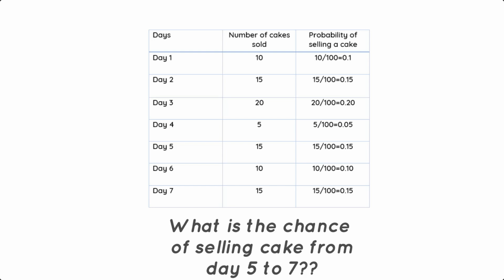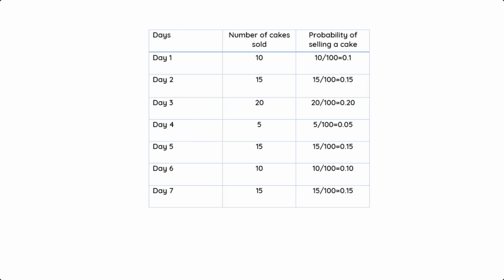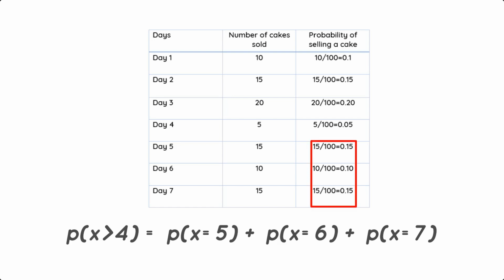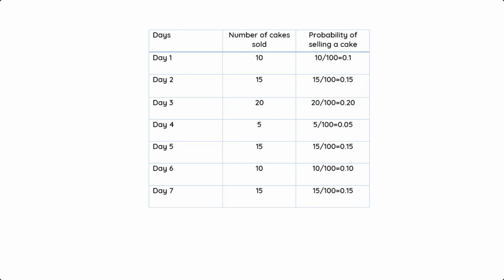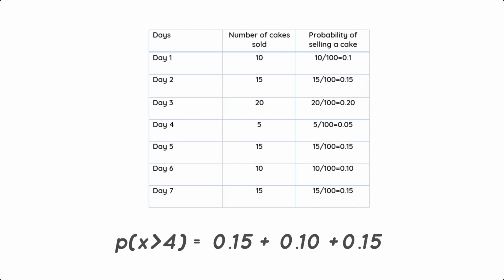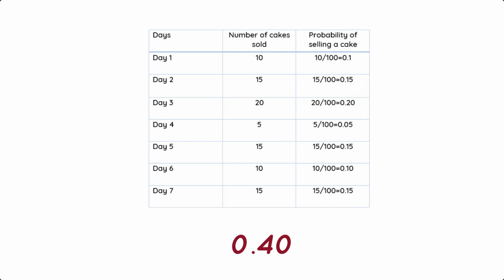We can also ask the question, what is the probability that X is actually greater than 4, which translates to what is the probability that Billy is going to be selling cake starting from the 5th day, because we are not adding the equality sign to the greater than sign. So that is the probability that X is equal to 5 plus the probability that X is equal to 6 plus the probability that X is equal to 7. And when we do the math, we have 0.15 plus 0.10 plus 0.15, and that gives us 0.40. So the probability that X is greater than 4, which is the probability that he is going to sell cake from the 5th day down to the 7th day, is equal to 0.40.